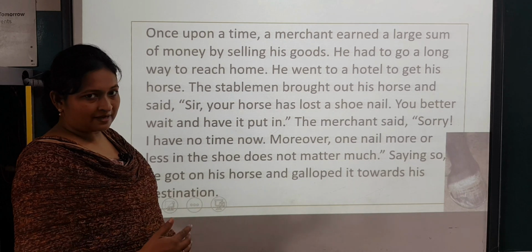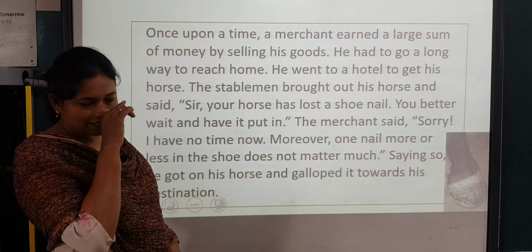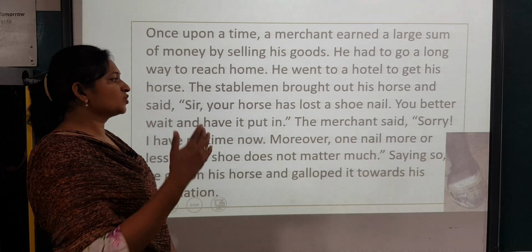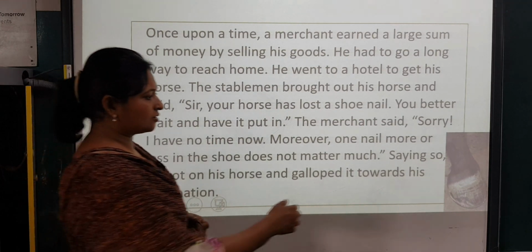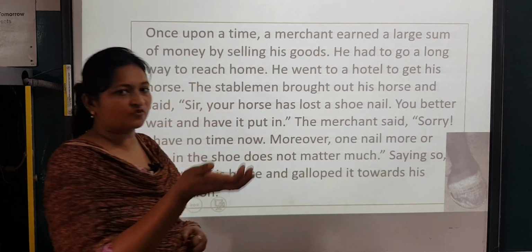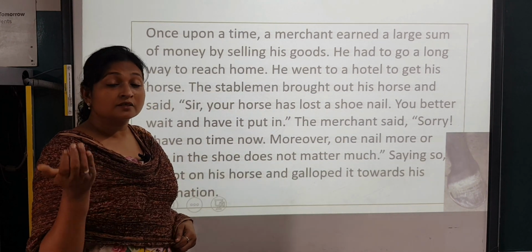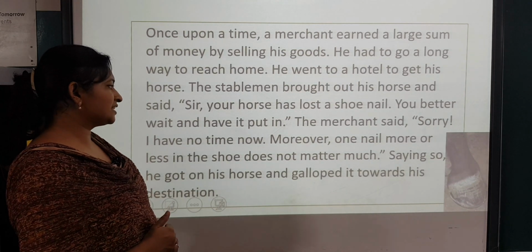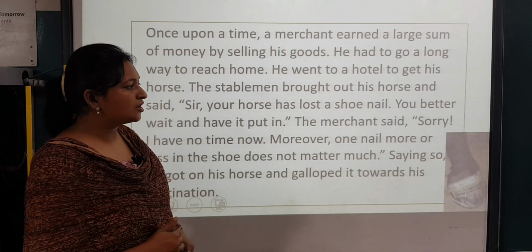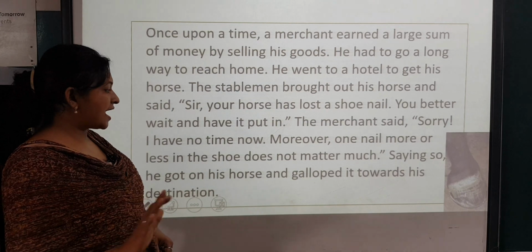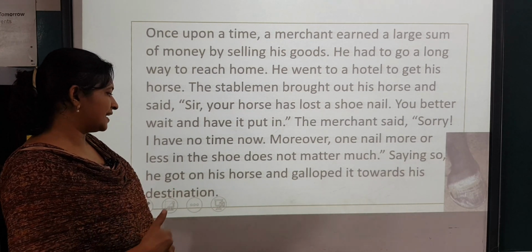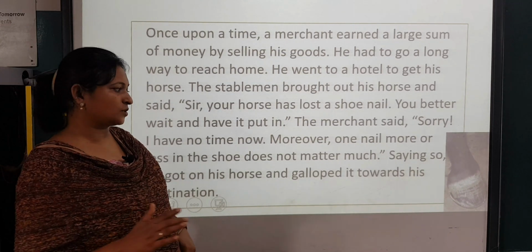The stableman, stable where horses are kept, brought out his horse and said, "Sir, your horse has lost a shoe nail." Now you can see the picture, the shoe nail which is fixed in the hoof of the horse so that it can smoothly walk and run. "You better wait and have it put in." The merchant said, "Sorry, I have no time now. Moreover, one nail more or less in the shoe does not matter much."